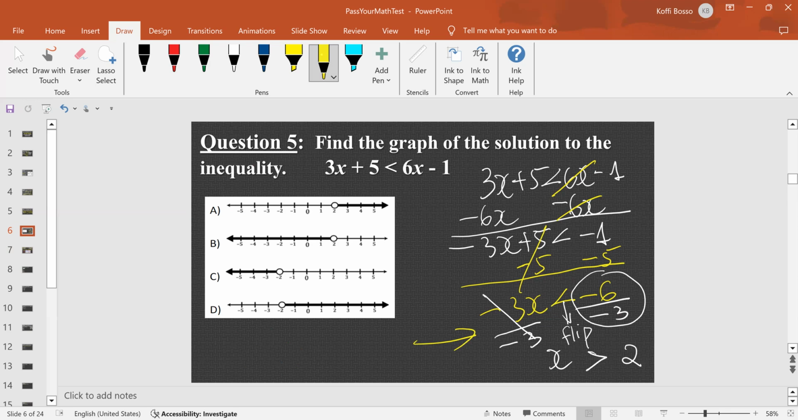So this is telling you that you're going to have an open circle, which is the case here. All the 4 choices are open circle. Now, at the 2, we're going to go to the right side. If you check all of this, you'll see that the first choice has that. This one here. So the correct choice is A for question number 5. Okay, let's continue.